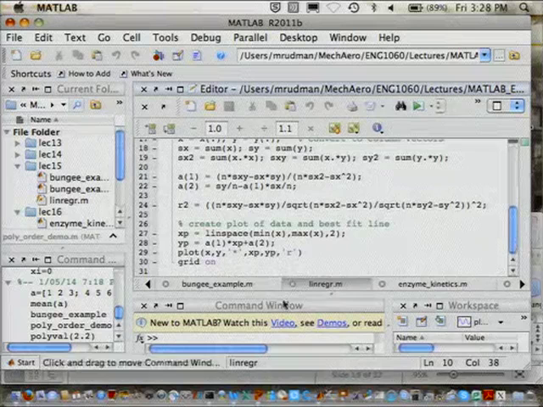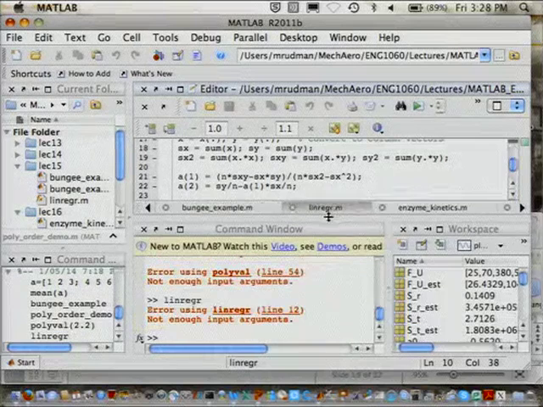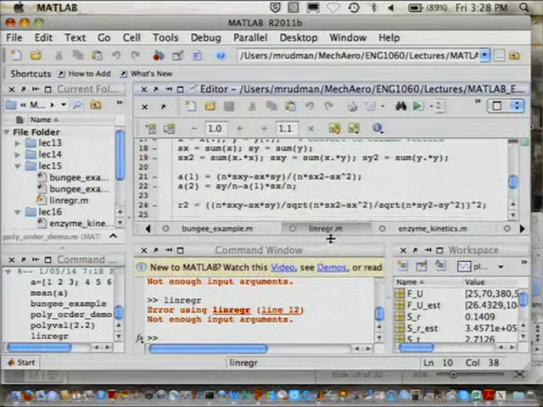And if we run that, of course I can't see it because the window's not there, we get an error, not enough arguments. So that's a function, that's why. Okay. We'll come back to that in a bit.